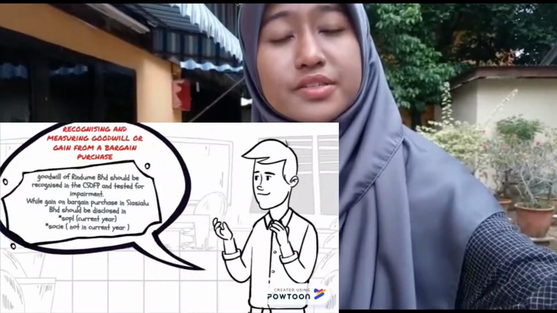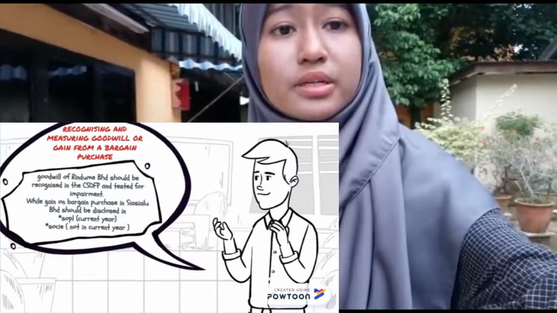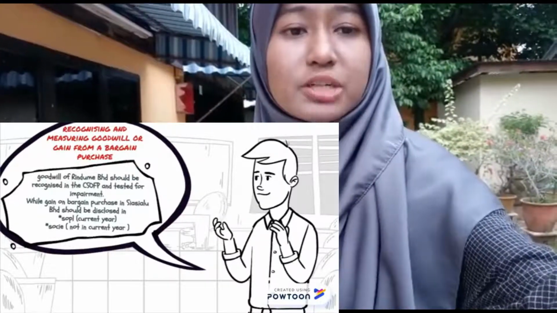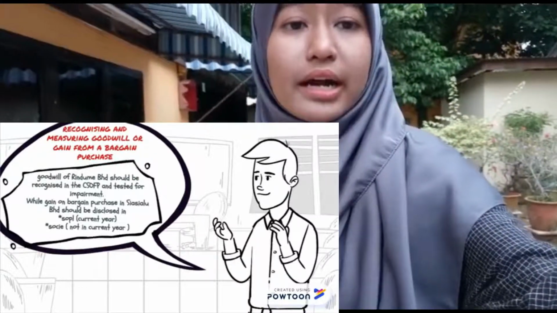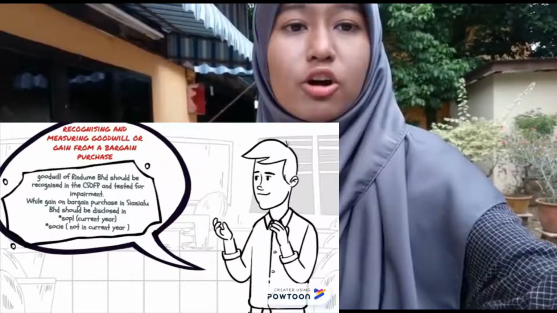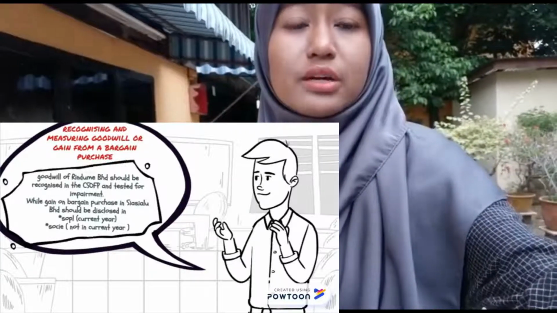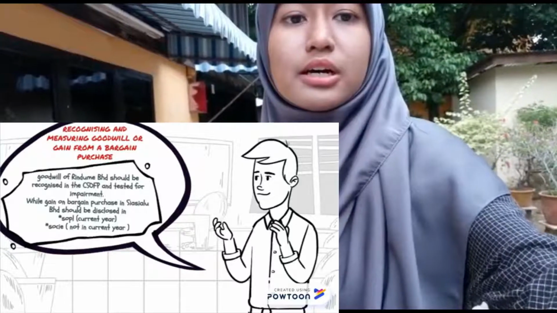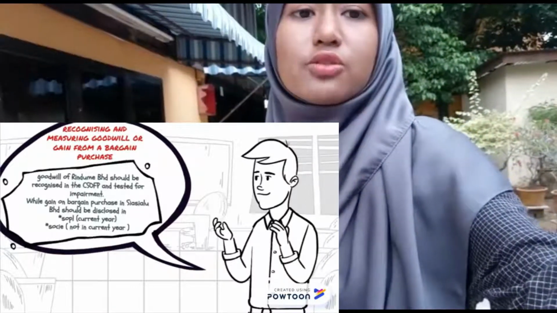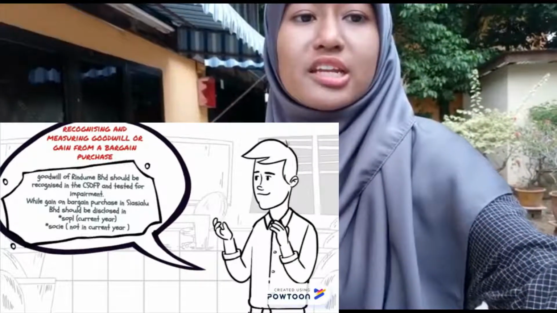The goodwill that we receive from Rindumi Berhad should be disclosed in the statement of financial position, while the bargain purchase that we receive from Siasulu Berhad should be disclosed in the statement of profit or loss. But if the bargain purchase from Siasulu Berhad is from the past year, we need to disclose it in the statement of changes in equity.